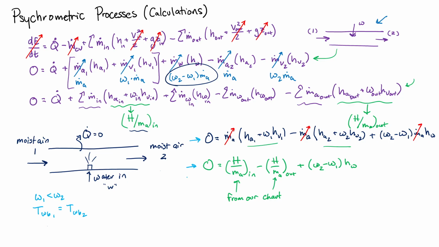And then with that, we will notice that in these problems, the specific enthalpy of our moist air at 1 is going to be approximately equal to the specific enthalpy of our moist air at 2, which is to say that these two things are the main players going on here. This value is very small. And we'll actually go through and look at that at the end of our example problem here.